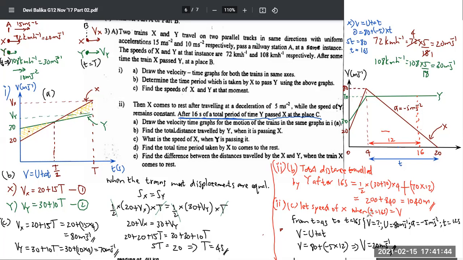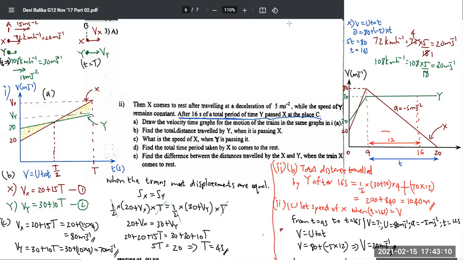So you have to apply the equation for the decelerating part of x. When y passes x, x has decelerated for 12 seconds. 16 is the total time. For the first 4 seconds, x accelerated. For the next 12 seconds, it's going to be decelerating, and within that time y is passing x. So during that time, you apply the equation and get the answer. So the answer should be 20.